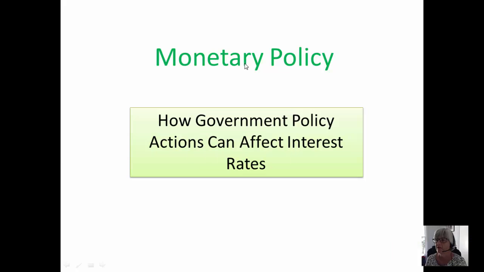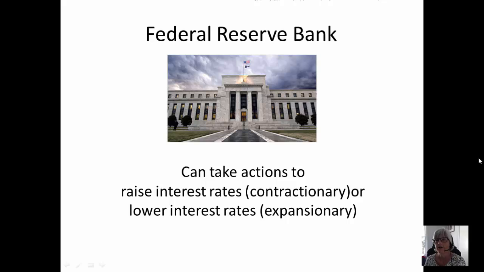You've seen in the chapter on the GDP that changes in government expenditures can either increase or decrease economic growth. The government can influence the economy in other ways too. Congress can pass laws changing business and consumer taxes, and the Federal Reserve Bank can take actions to influence interest rates. Higher interest rates are contractionary and lower interest rates are expansionary.